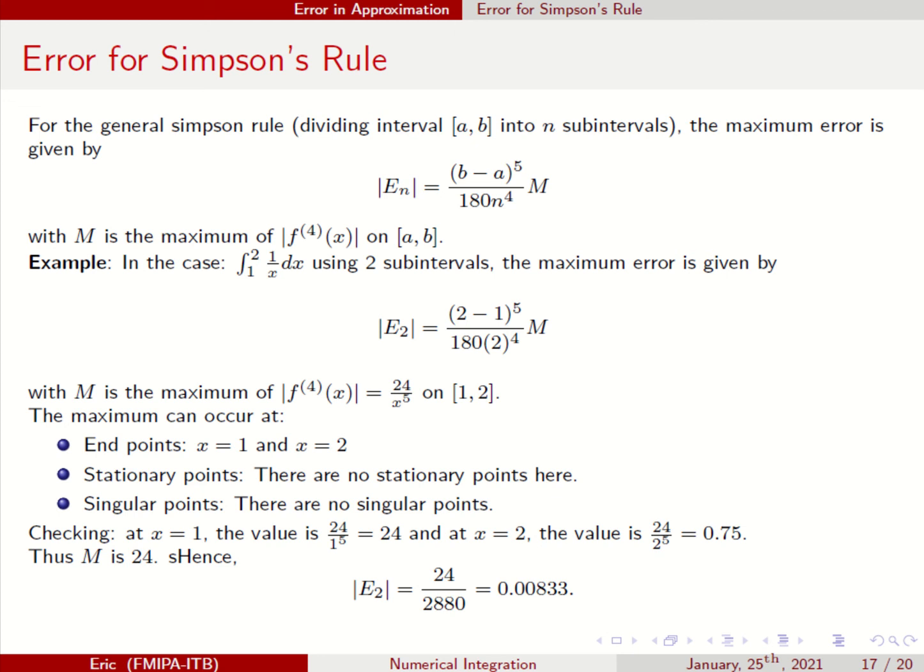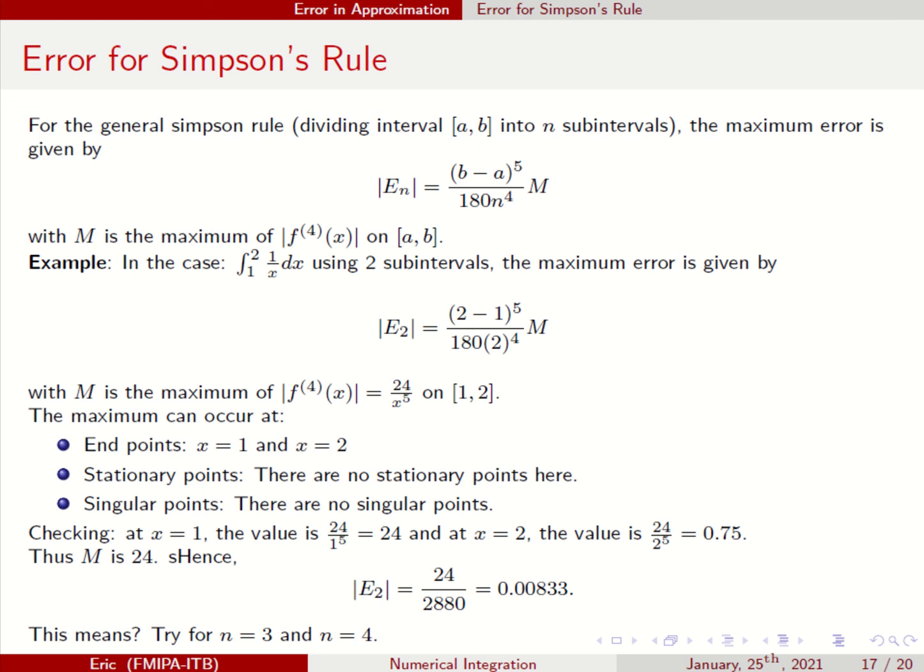just substitute m equals 24, substitute this, and you have this divided by this. This is 0.00833. This means the error is this. Okay, the approximation plus minus the error. So this is the range of the value of the integral.